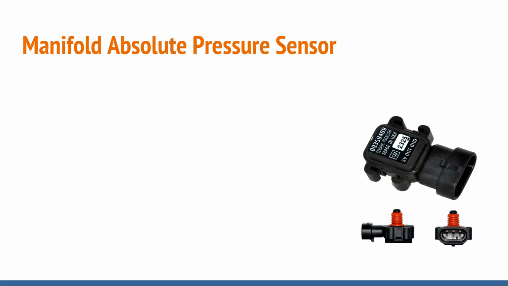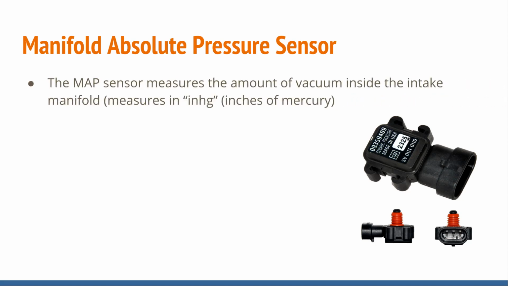Okay, so manifold absolute pressure sensors, or MAP sensors. They measure the amount of vacuum inside the intake manifold. It calculates that in inches of mercury, and it shows up as inHg on the scanner.